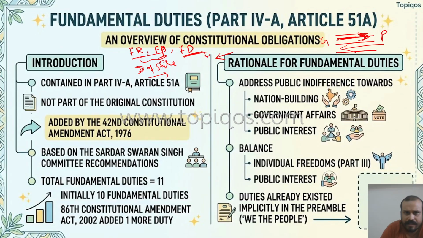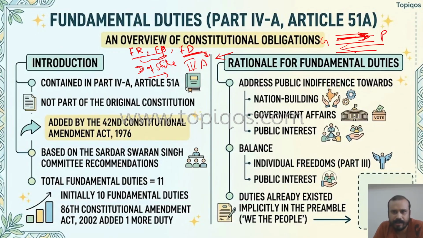That means this reciprocity is explicitly or categorically mentioned in Part 4A as fundamental duties. So governance is always a two-way road. Okay, and balance. If you talk about any right, like the right to speech, you have your right to speech, but you also have to respect others' right. If you have the right to freedom of speech, then the other person also has the right to freedom of speech. You cannot say anything wrong about anybody. You have to respect that person's right also.